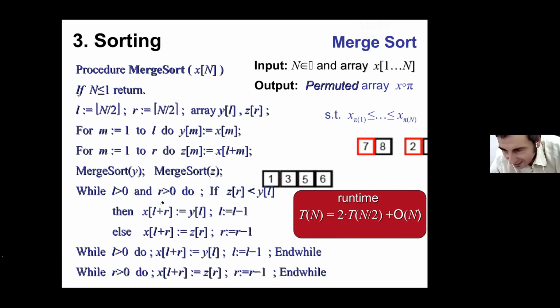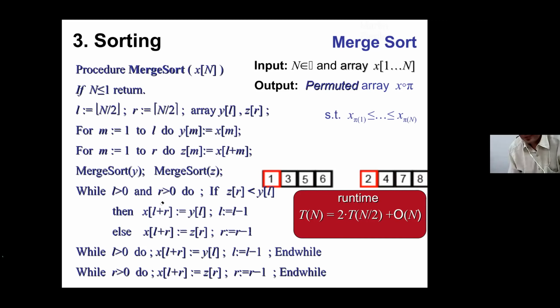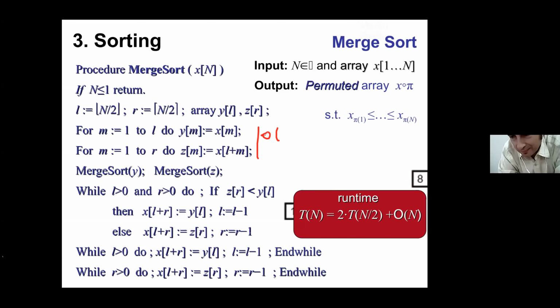Let's say T(n) is the complexity of the merge sort algorithm for an array of size n. Now you have to be a little more careful than before. This here will give you O(n), because this is a copying procedure. And this here, you have to think about it. This also gives you O(n).